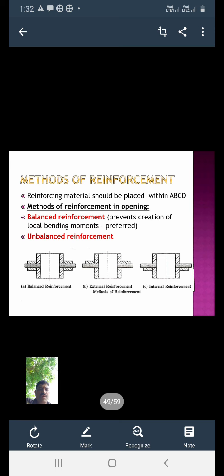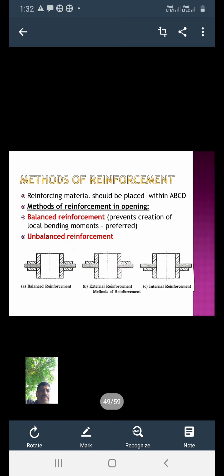Okay. There are two methods of reinforcement used in a vessel opening. Which two methods? Balanced reinforcement and unbalanced reinforcement. In that, balanced reinforcement prevents creation of the local bending moment. There is the external reinforcement, then internal reinforcement and balanced reinforcement. Okay, again methods of reinforcement, unbalanced and balanced.